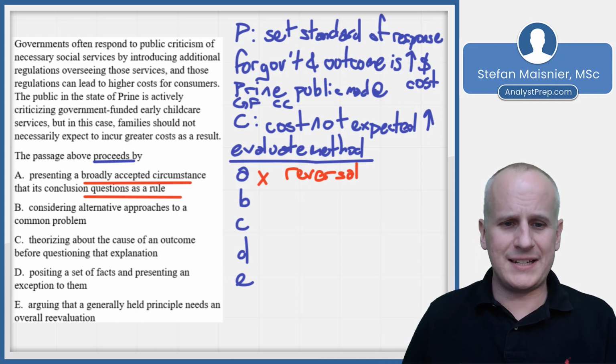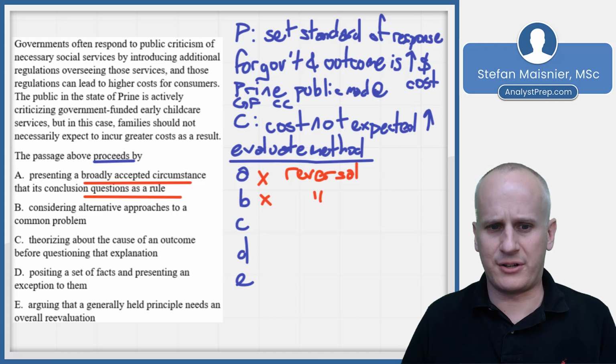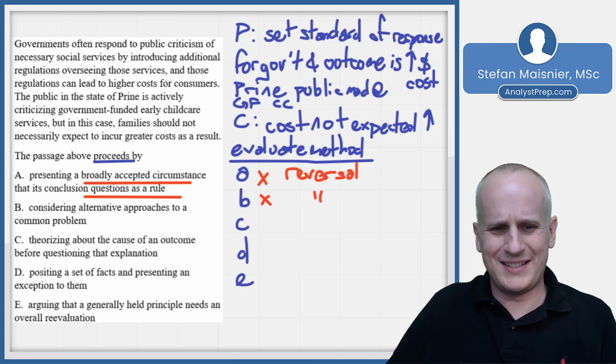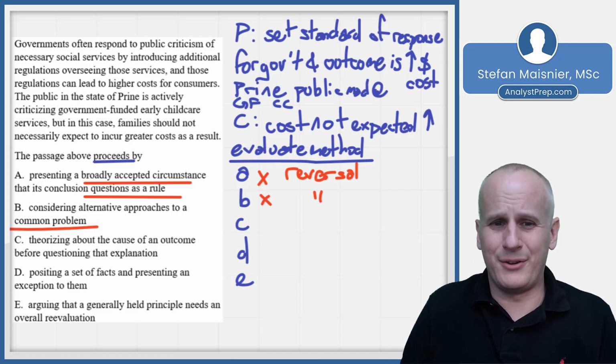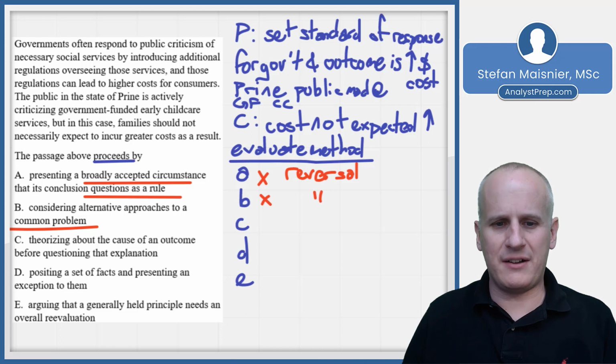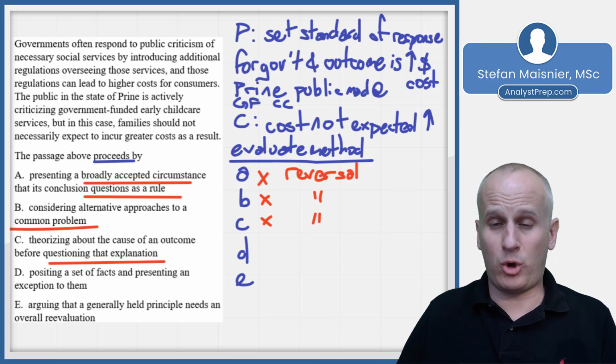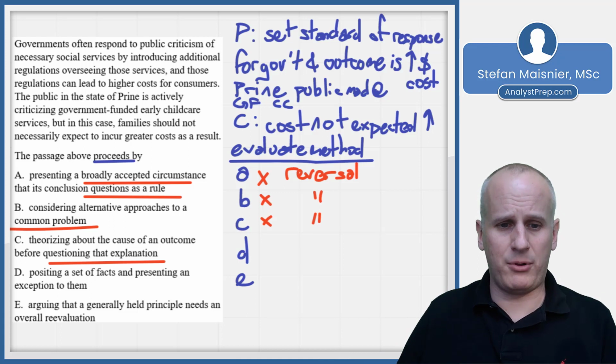Now, considering alternative approaches to a common problem, that's definitely not what's happening. We know that there's clearly some alternative circumstance that's occurring, but there's no alternative approaches. I might even be able to say common problem. I don't know that this is necessarily a common problem. Theorizing about the cause of an outcome before questioning that explanation. Again, they don't really question anything in the general structure of this. They just say that it won't hold in this prime example.